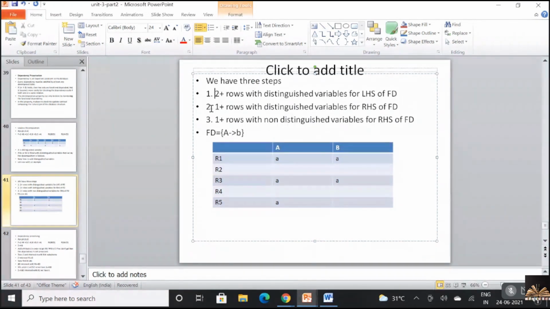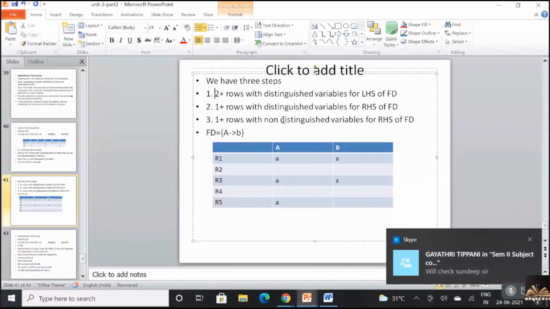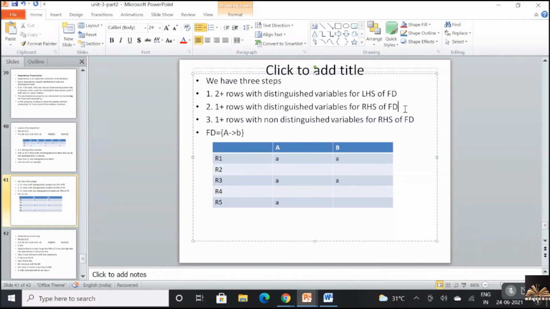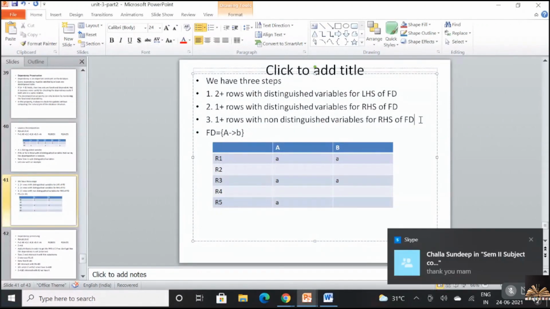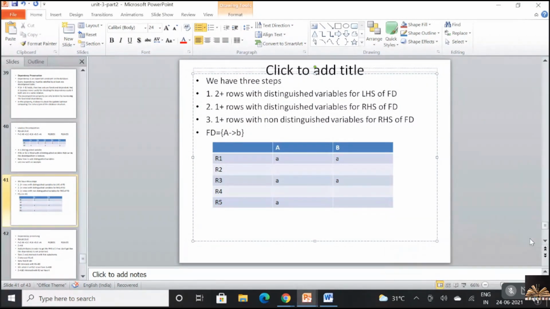Now here, the second rule is 1 plus rows with distinguished variables for the RHS of the FD. And the last step is 1 plus rows with non-distinguished variables for the RHS of the FD. Okay, these are the 3 steps that you need to follow.